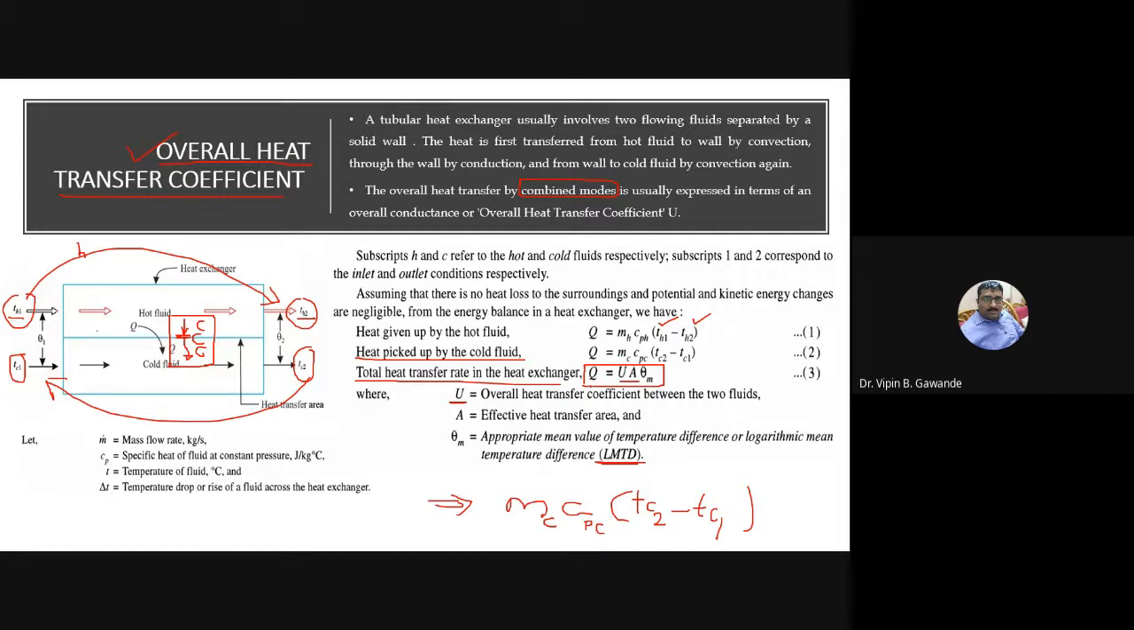This is the combined equation: U A, heat transfer coefficient, and theta M. What will be the unit for this one? What will be the unit for Q? The unit for M, that is the mass flow rate, is kg per second.